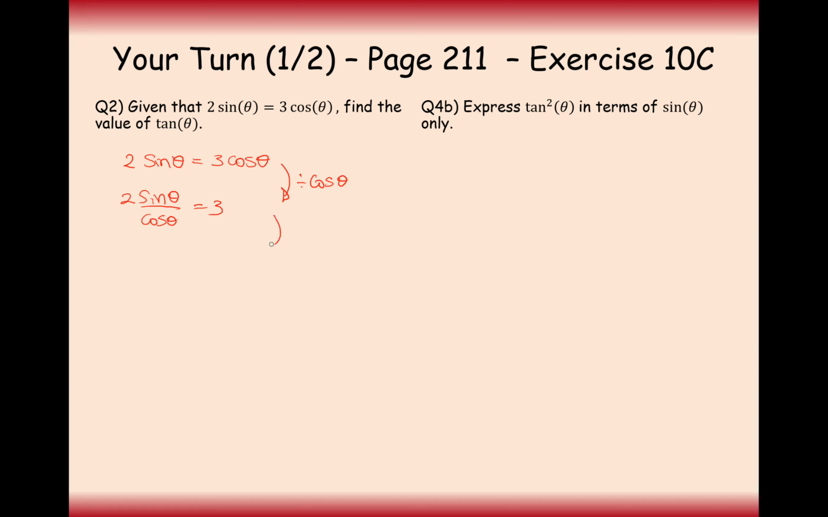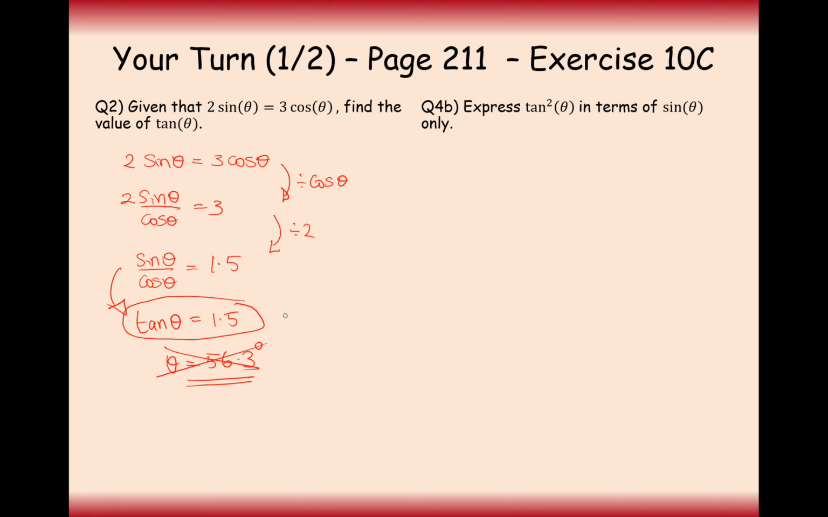Now I want to get rid of this 2 as well here. So I'll divide through by 2, because that's being multiplied onto the sine. And now I've got sine over cos equals 1.5. So now tan theta, because sine divided by cos equals tan, must equal 1.5. So now what I need to do is grab my calculator and type in tan minus 1 of 1.5, and I get theta equals 56.3 degrees. So the value of tan theta, whoops, I didn't need to do this bit, did I? The value of tan theta is 1.5. So the answer here is 1.5.